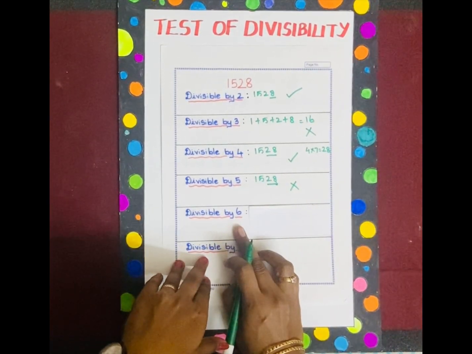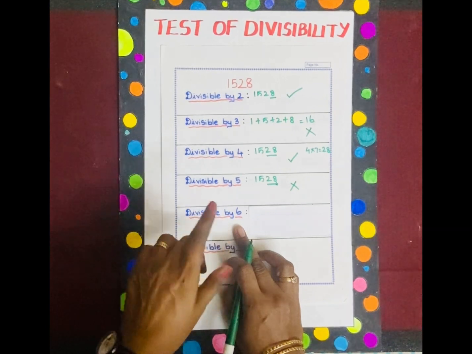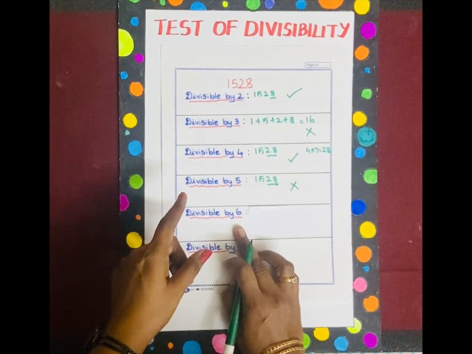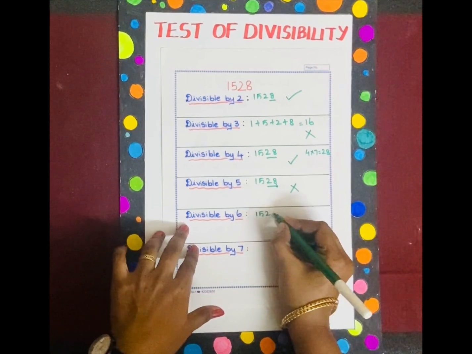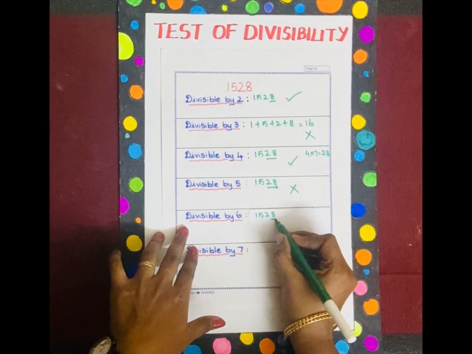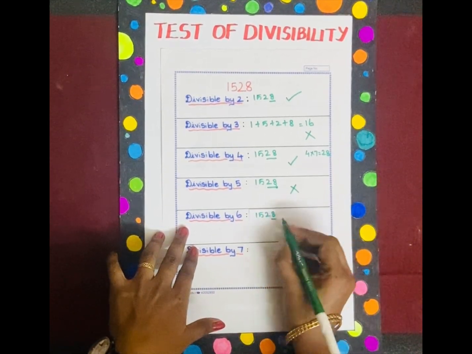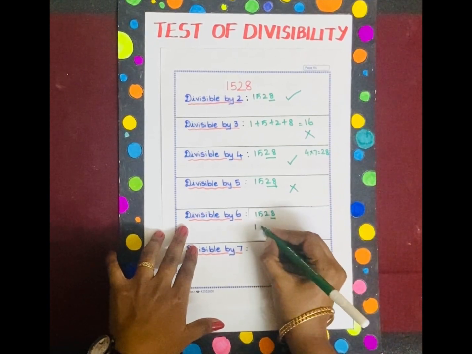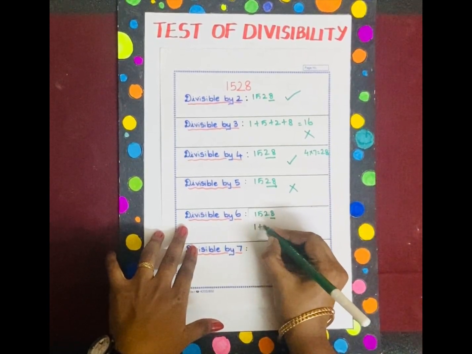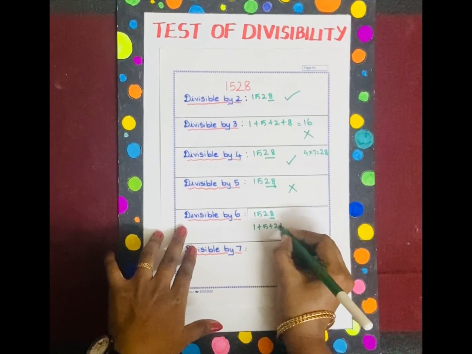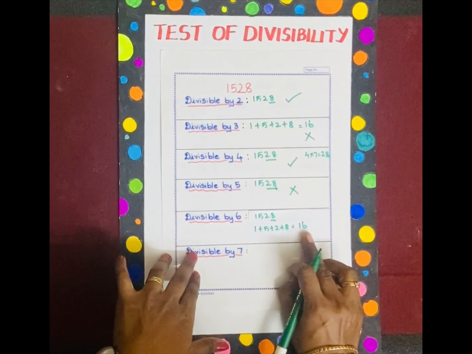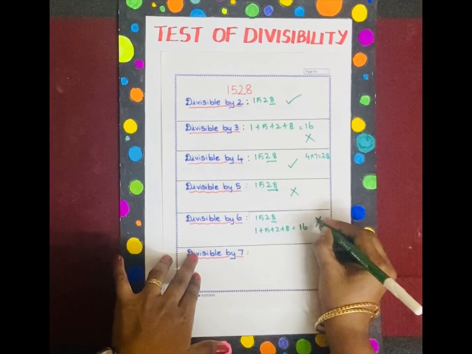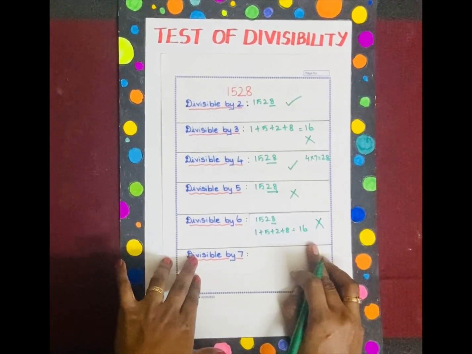Divisible by 6. Divisible by 6 means it should be a multiple of 2 as well as 3. So 1528. See the last digit, 8. So it is a multiple of 2. Now we have to check the multiple of 3. 1 plus 5 plus 2 plus 8 is equal to 16. 16 is not a multiple of 3. So it is not divisible by 6.